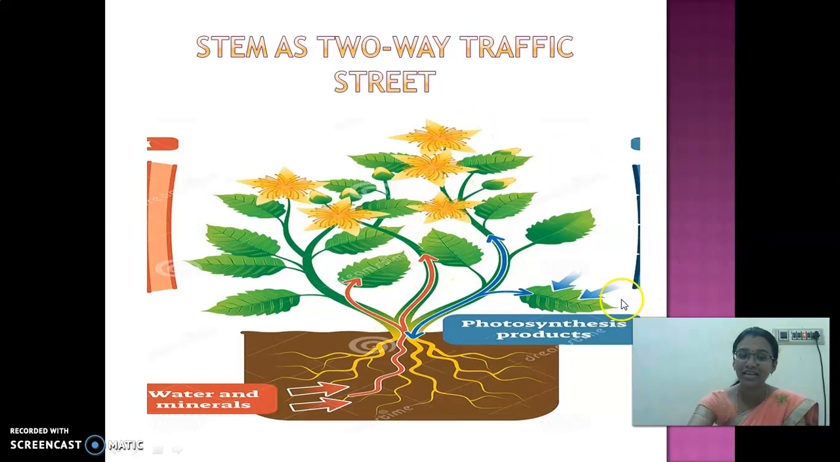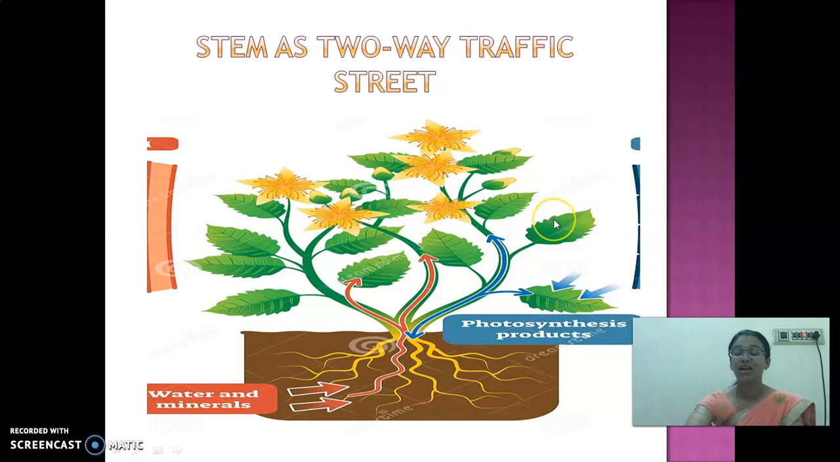Look at here, children. First, water and minerals are absorbed in the roots. Water and minerals from the soil are absorbed in the roots. So, these are transported to the other parts like leaf, flowers, etc. So, this red one indicates the water and minerals which are absorbed from the soil, and they are transported to other parts of the plant. So, that is the one way. It goes up. What is the second way?